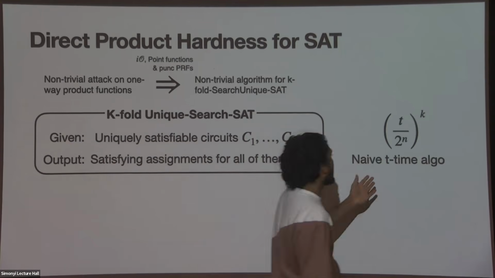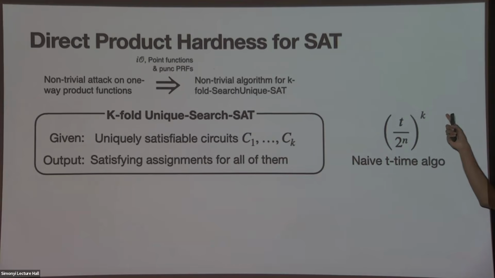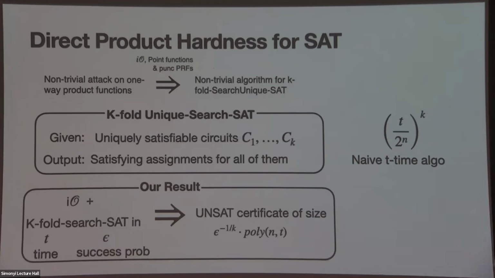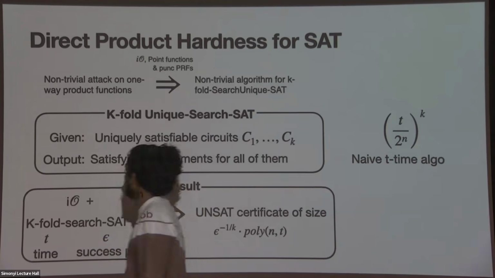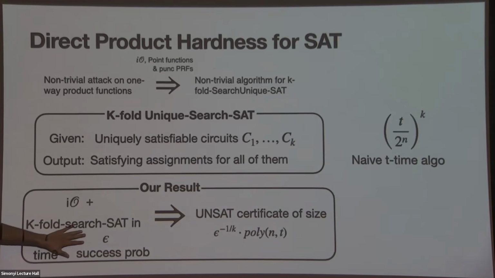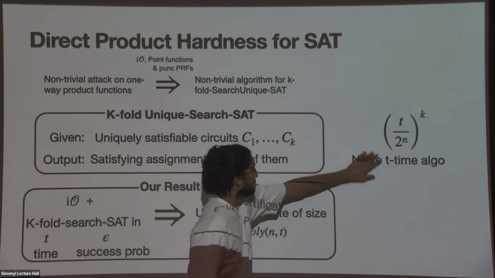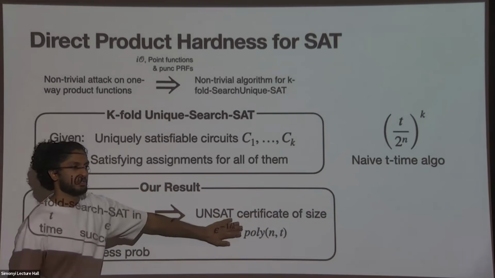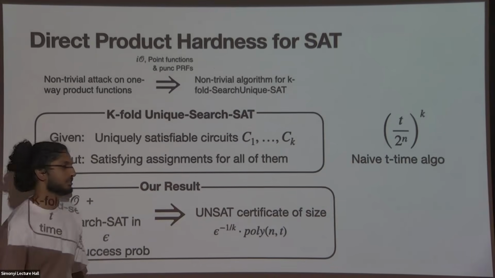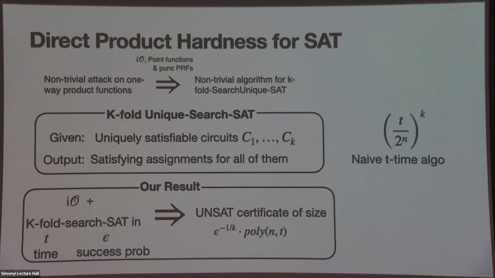And the naive algorithm runs in time t over 2 to the n, because that's my chance of hitting 1, to the power k. And it turns out, if you believe in IO, you can show that this is actually optimal, assuming NP versus co-NP, as optimal hardness. So you don't have t to the k, you still get only t. The k applies only to t.